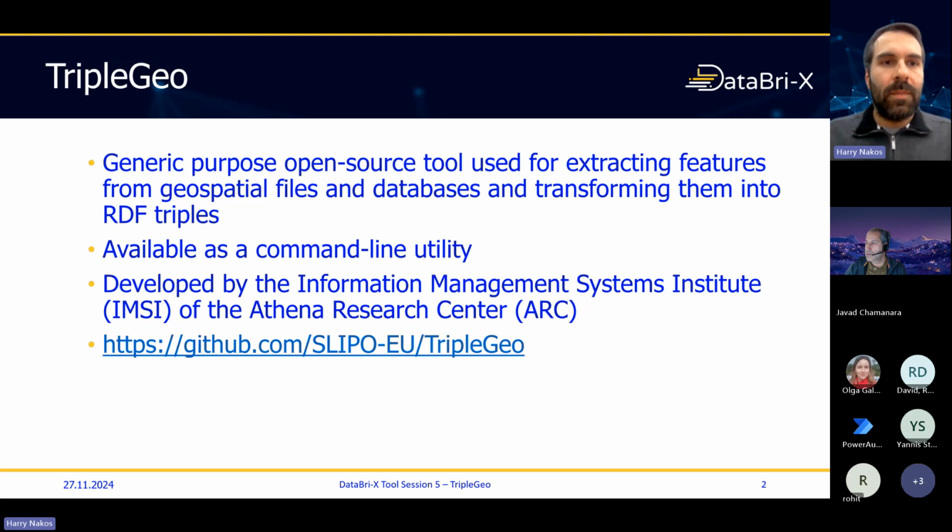So, what is TripleGEO? TripleGEO is a command line tool. It is open source, and its purpose is to extract features from geospatial files and databases and transform these features into RDF triples. The source code is available at GitHub.